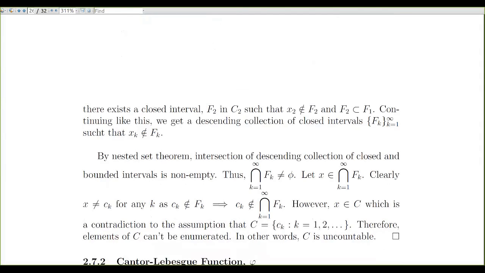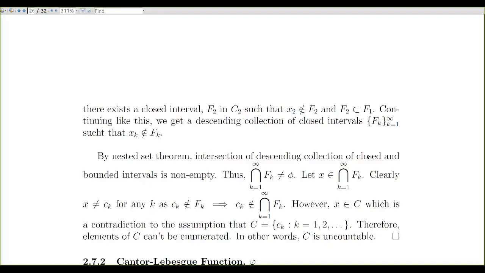But here we are not going to apply the continuity of Lebesgue measure. Here we are going to apply the nested set theorem. We know that these are a descending chain of closed intervals, and these intervals are all bounded. Therefore, by the nested set theorem, the intersection of countably many closed bounded intervals, a descending chain of closed bounded intervals, is non-empty. There exists at least one point in the intersection of all these intervals. Therefore, there exists an x in this intersection.